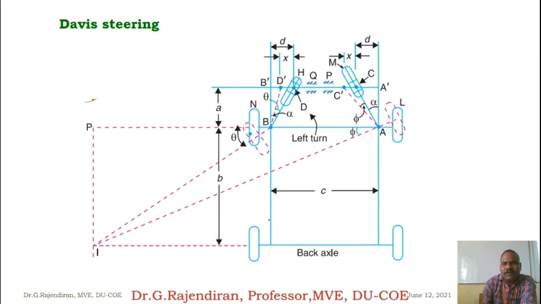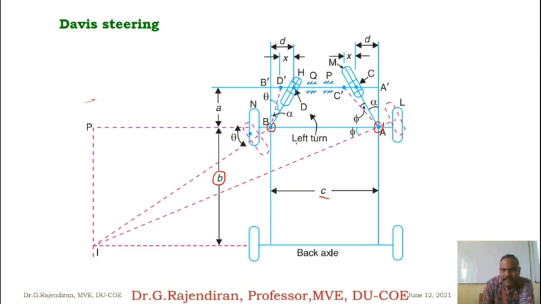Clear? So the wheel base is B, and the distance between the two pivots is C. Clear? Now assume that the vehicle is moving in a straight line.